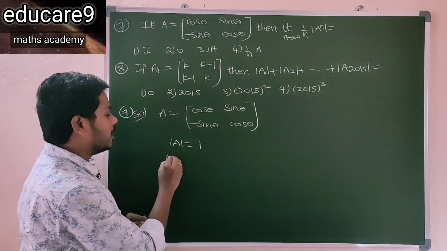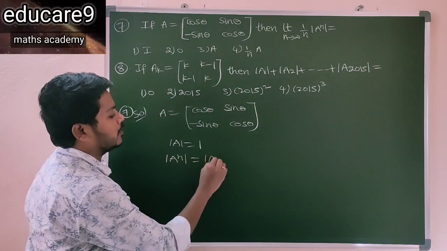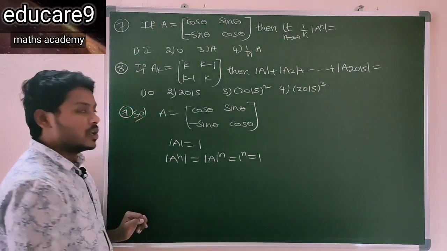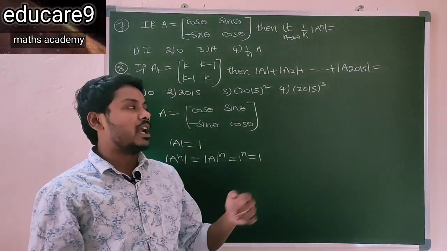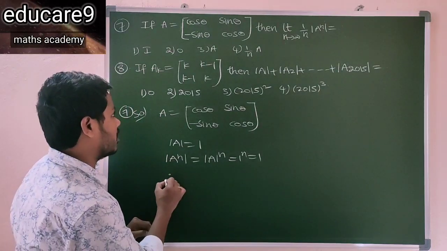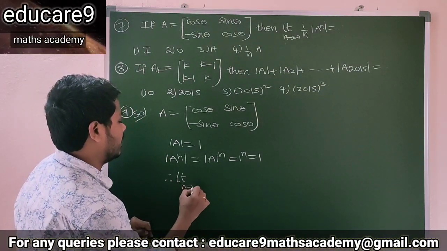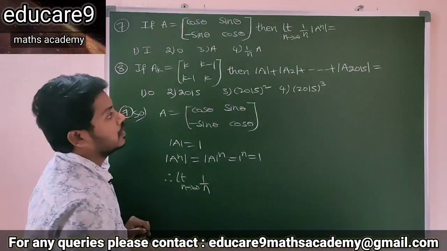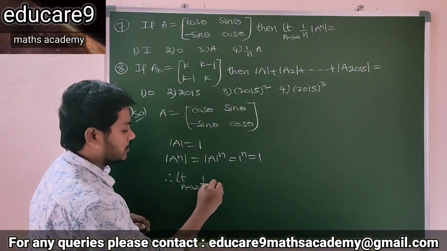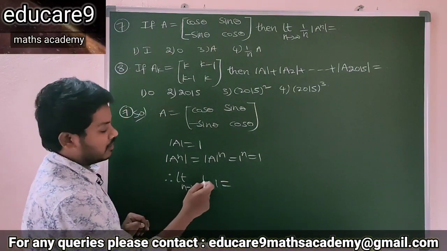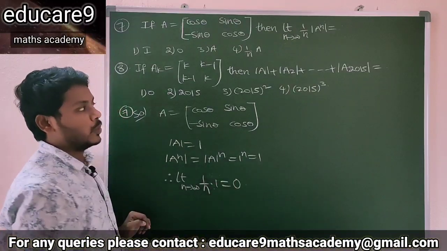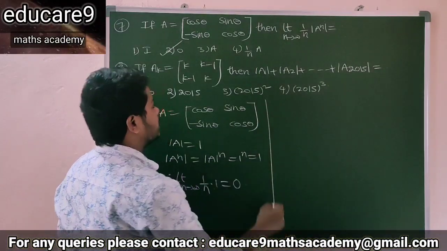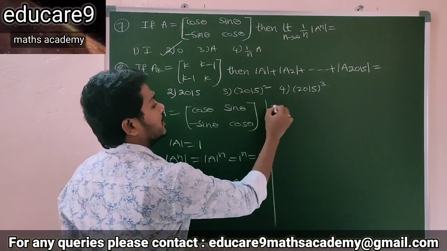So you know that determinant of A^n can be written as determinant of A whole to the power of n, that is 1 to the power of n, which is 1. So clearly the determinant of A^n value is 1. Therefore limit as n tends to infinity of 1 by n into the determinant is 1 by infinity, which becomes 0. So clearly option 2. Next, see the next solution, that is the 8th one.